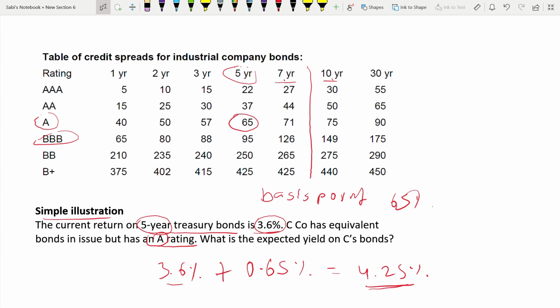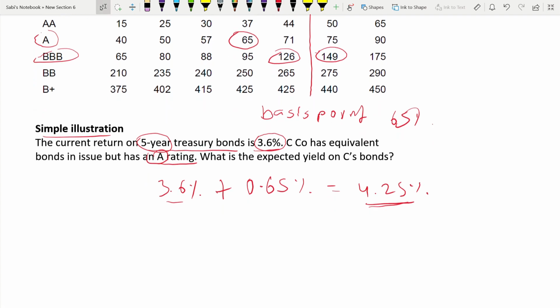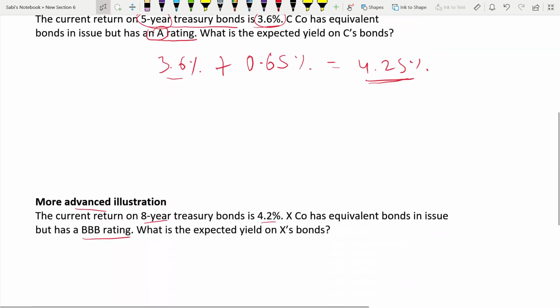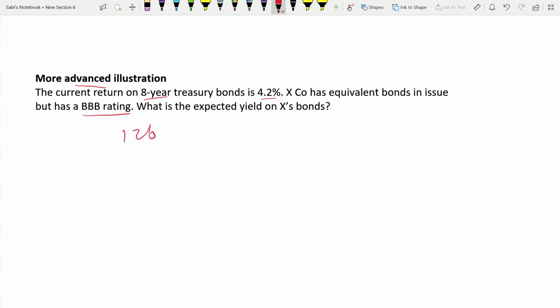So you need to use the ratings of 7-year, which is 126, and 10-year, which is 149. Okay, this is how you need to do. Start with the 126 and 149. Okay, I will write here 114. This is 7-year, this is 10-year, 8-year in between. So when you are doing it, start with the lowest always, 126.